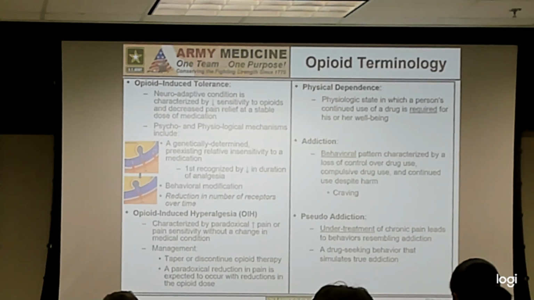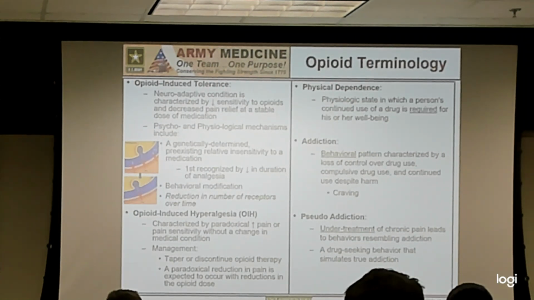Your opioid-induced hyperalgesia, or OIH, is a paradoxical increase in pain. So the way that you treat this is you try to decrease the dose of their opioid and see if that produces a paradoxical reduction in pain for them. So you're just kind of trying to mess with the mind to say, okay, now that you're saying you're experiencing increased pain while you're on this opioid, if I decrease it, then your sensitivity should also decrease as well, is the thought behind it.